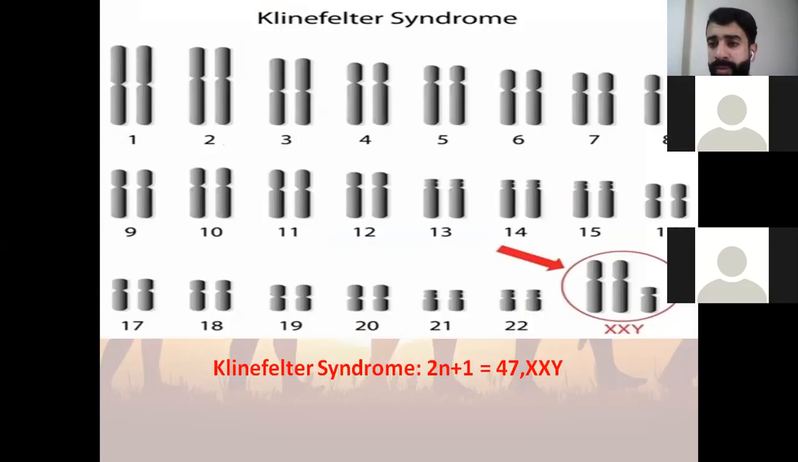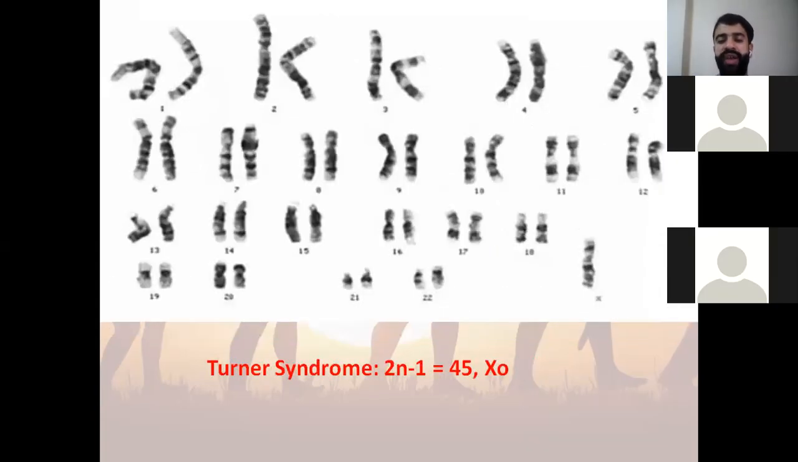This depends on the abnormality. If the abnormality is autosomal, this person is fertile, they can give birth. While if the abnormality is in the sex chromosome, this means that the person is sterile, they cannot give birth. And if I asked you, for example, what is the cause of this abnormality, we have an extra chromosome in the case of Klinefelter syndrome, while in the case of Turner syndrome, we have a missing sex chromosome.